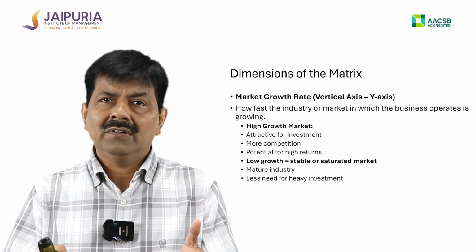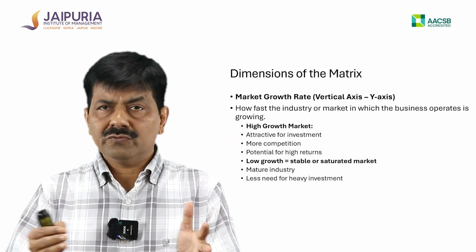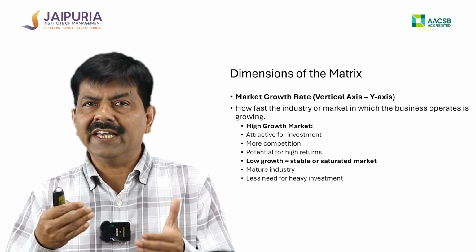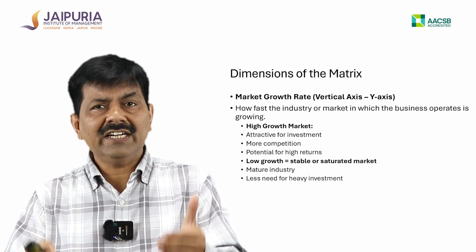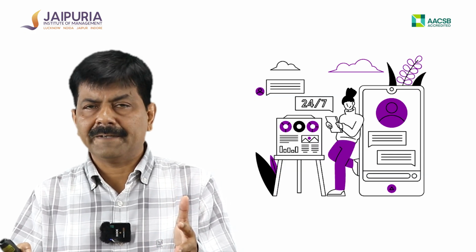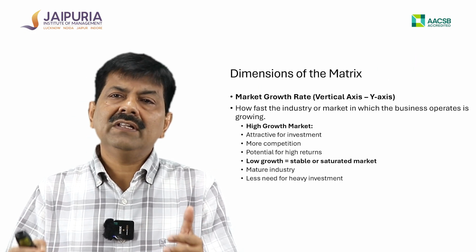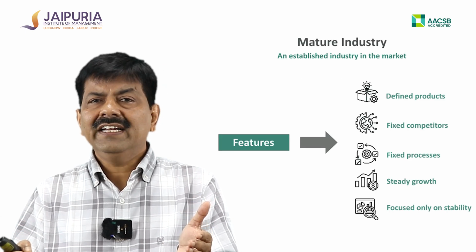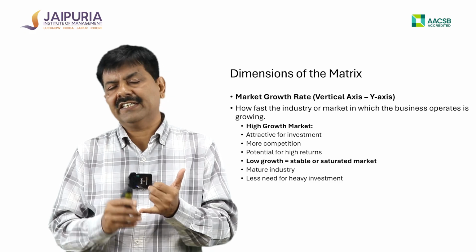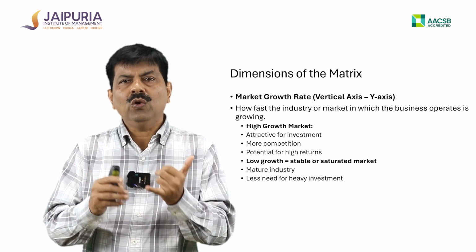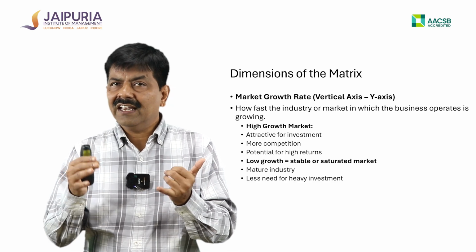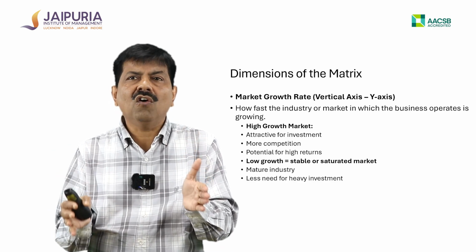On the other hand, we are taking this axis, market growth rate, in two levels: one is a high growth market, one is a low growth market. When it is a low growth market, we understand it as a stable or saturated market. When it is a stable, saturated or mature market, it needs less investment. So a high growth market attracts higher investment, and a low growth rate means it is a mature industry and requires less investment. This is the explanation of the y-axis.